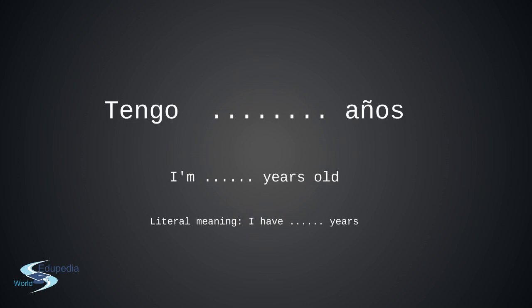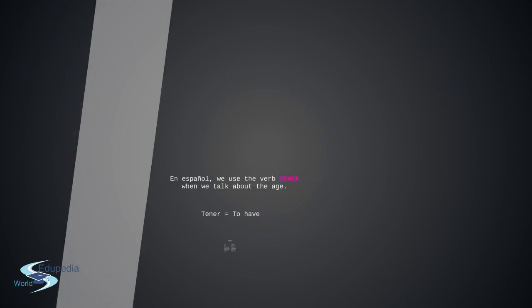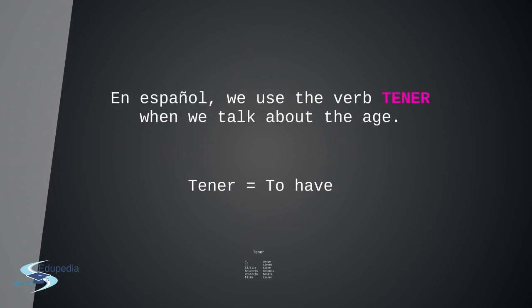What would be the answer? Tengo X años. For example, as I said before, tengo 25 años. I'm 25 years old. I'm X years old. Literal meaning, I have 25 years. And it is good that you know that in español, in Spanish, we use the verb tener when we talk about the age. Tener means to have. In Spanish, we don't use the verb to be when we're talking about the age. We always use the verb to have, tener. So that's a thing that you should keep in mind.